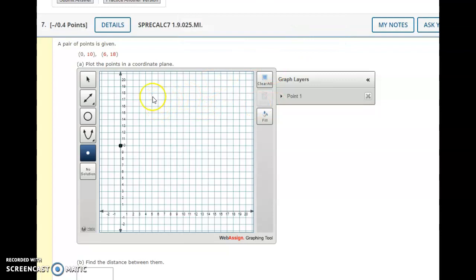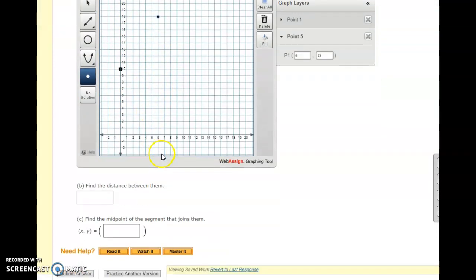Let's say I accidentally put it at 5, 18. When I click this, I can read it and see it's 5, 18, and then I could switch it. Let's see, did it switch it? Go up 6, 18, yep, it's got it. And so now I've got the pair of points. It says to plot the points in the coordinate plane. I did that. Now it does not say to connect these points. It just says to plot the points, so I'm going to leave it like that.